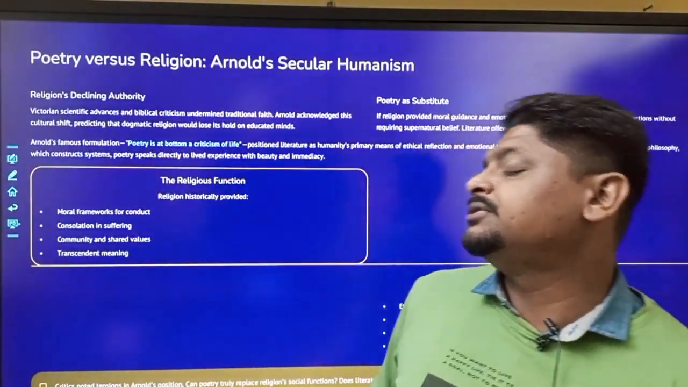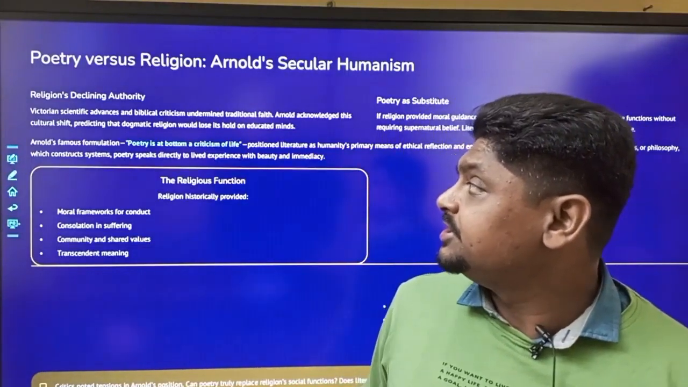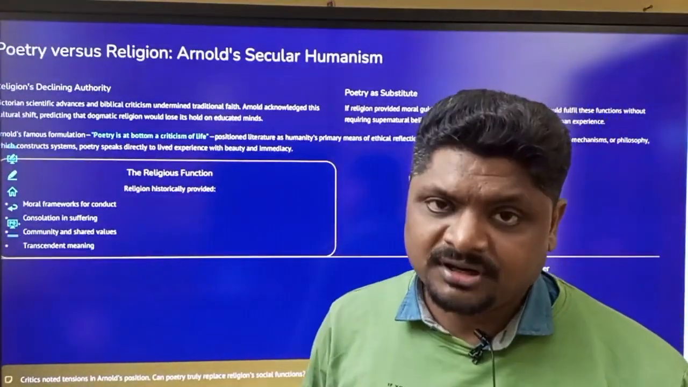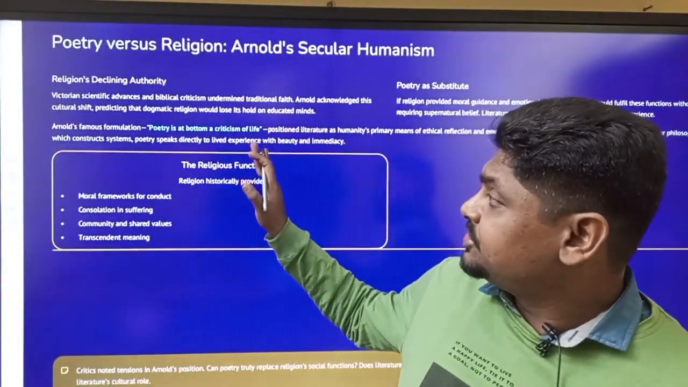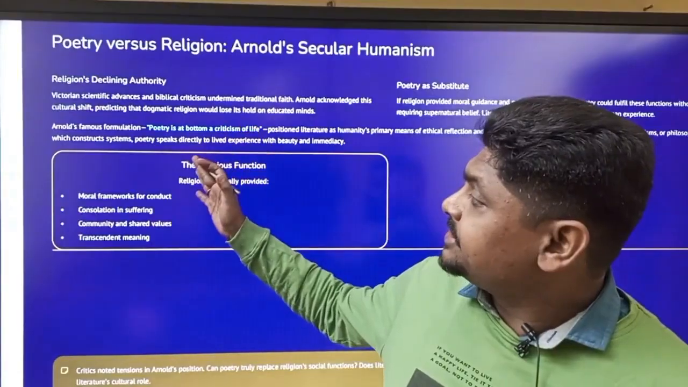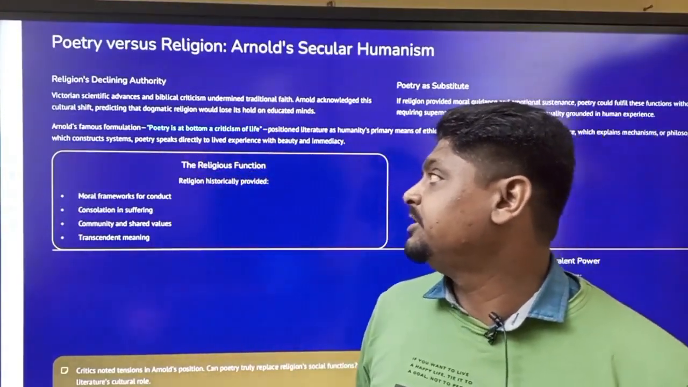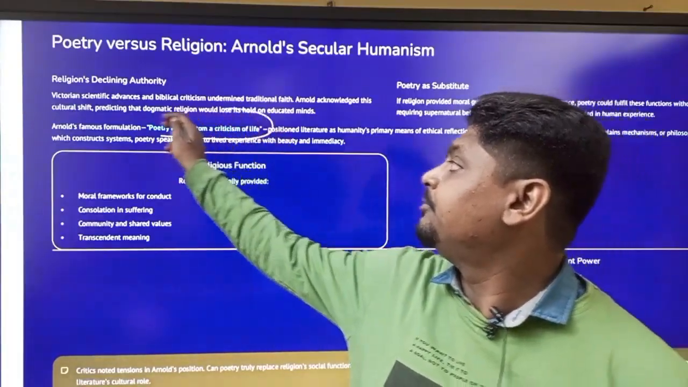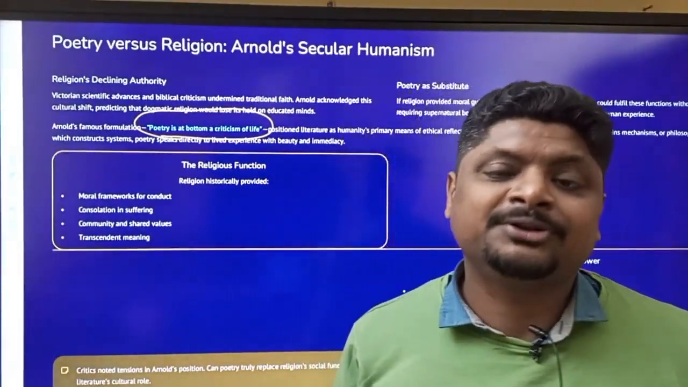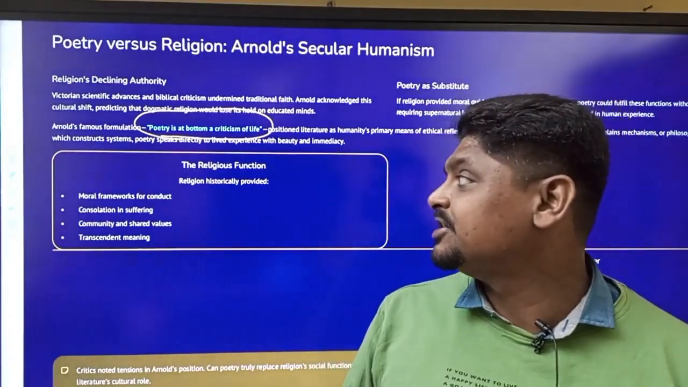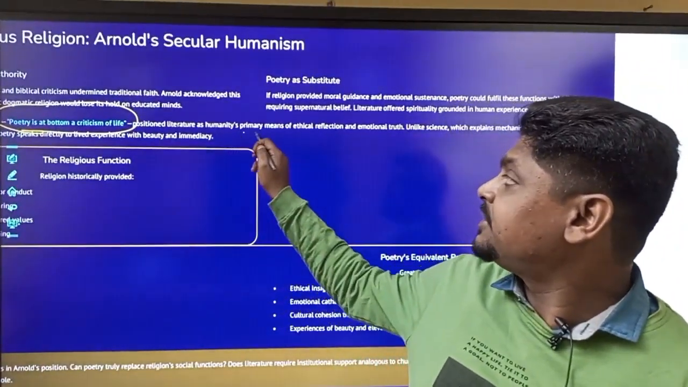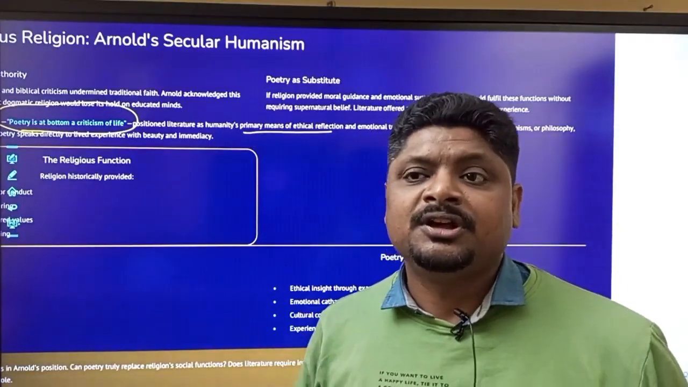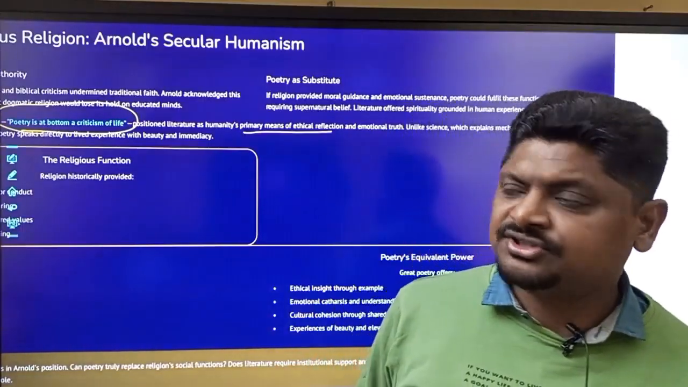Poetry versus religion, Arnold's secular humanism. Religion's declining authority: Victorian scientific advances and biblical criticism undermined traditional faith. Arnold acknowledged this cultural shift, predicting that dogmatic religion would lose its hold on educated minds. So we understand the importance of poetry, how poetry is at bottom a criticism of life, a very important line, and the most popular line, that's why we know this. Poetry is the criticism of life, said by Arnold, positioned literature as humanity's primary means of ethical reflection. Only poetry can give you peace, poetry can give you moral direction in this Victorian era of disorder and chaos.